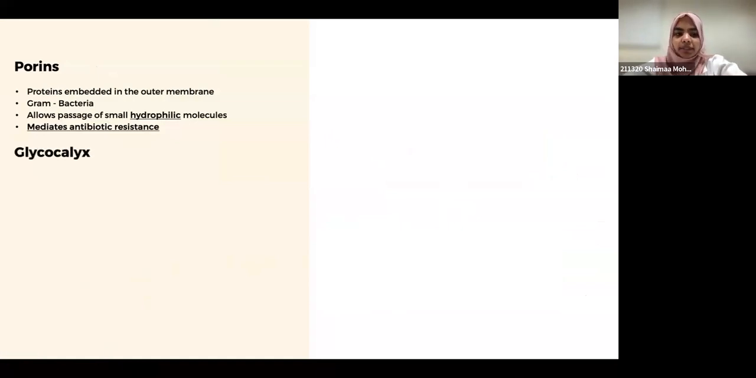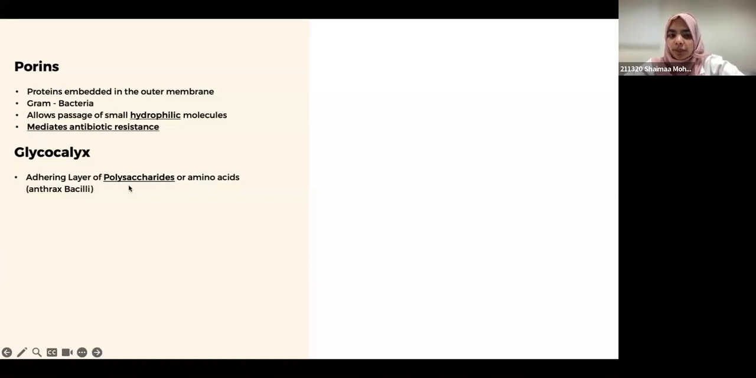Then we have the glycocalyx. Glyco means sugar, so it's something sugary, and calyx means covering. So it's a covering or a coat made up of sugar. What is a glycocalyx? It's an adhering layer of polysaccharides, which are sugars, that adheres to the bacteria. Sometimes it can be made up of amino acids, like in anthrax bacilli, so AA, amino acid, anthrax. But most of the time, the glycocalyx is made up of polysaccharides, okay?